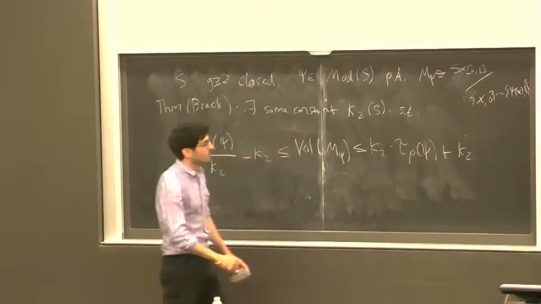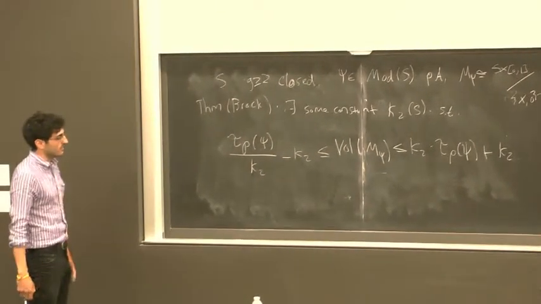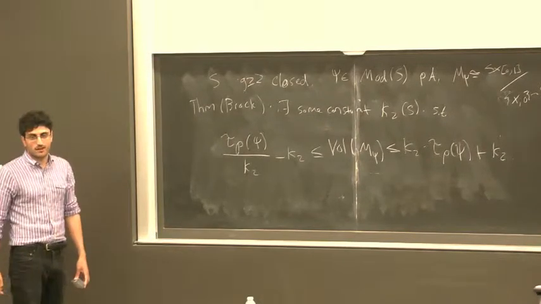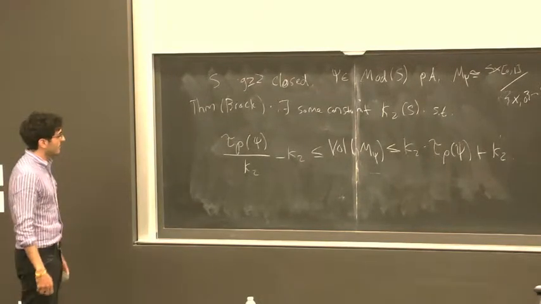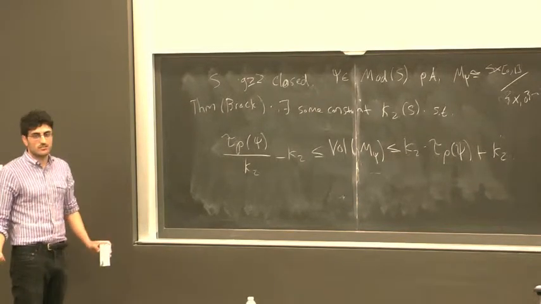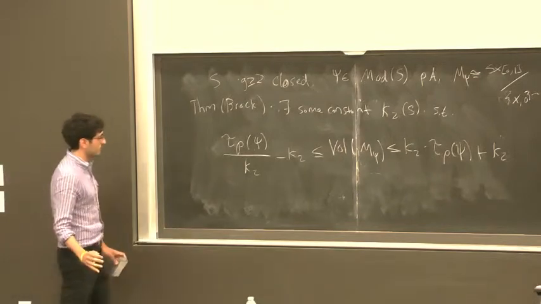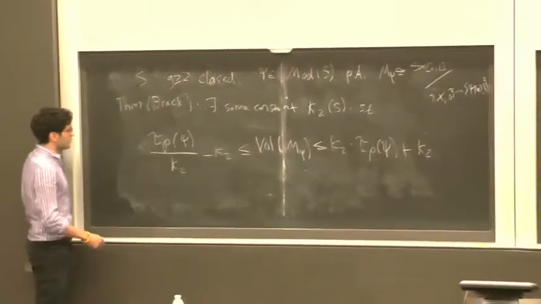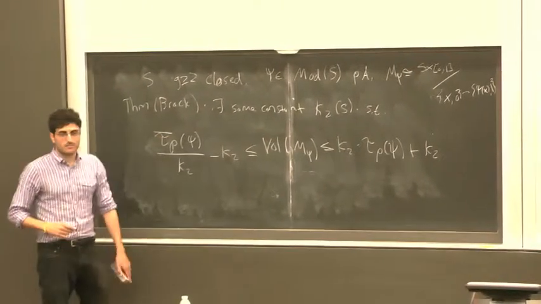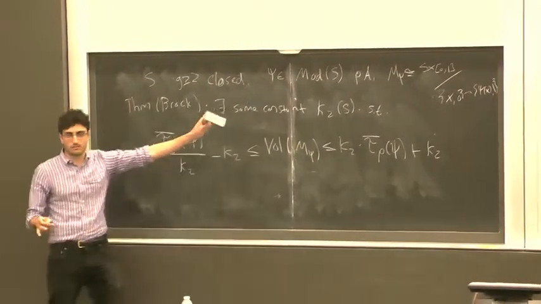Okay? So if you want to know about the volume of your mapping torus, you should look at the action of the monodromy in the Pants graph, not the curve graph. Okay? And for slightly annoying and technical reasons that I won't get into, it'll be easier to actually state this theorem using asymptotic or stable translation length. It's still true. You might have to change the K2 a little bit, but it doesn't matter.